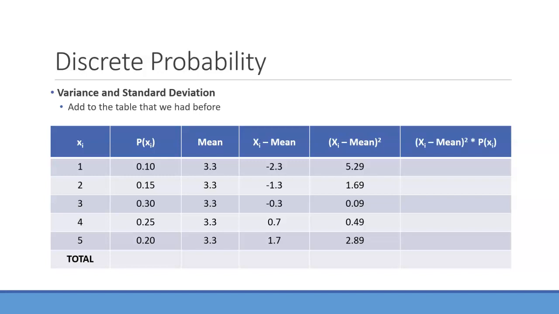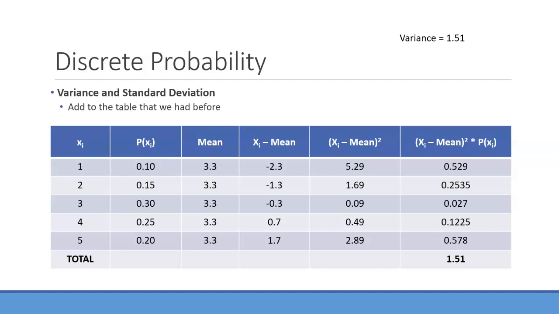Once we have those, we can finally get to multiplying the 5.29, the 1.69, by the probabilities that we have over there in our second column. So 5.29 times 0.10, we get 0.529. We'll go 1.69 times 0.15, 0.09 times 0.3, and we get these values here. And this is why we go step by step in a table like this, because your variance is the sum of that last column.